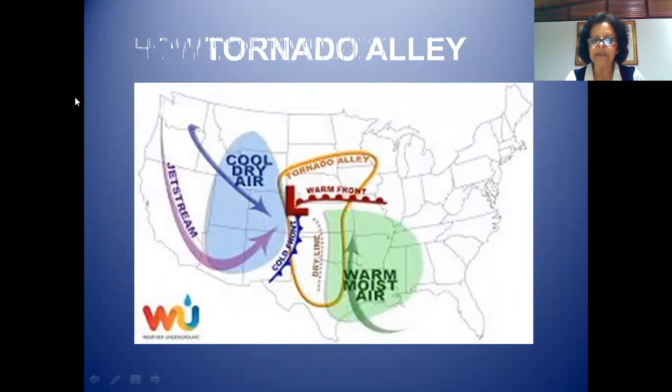Then we have the tornado alley that I was mentioning. When we have a warm front and a cold front, cold air coming from the north, warm air from the south, that will make a center, and that is a channel, that is the alley, with all these tornadoes formed during the months of May, June, and July in the United States.